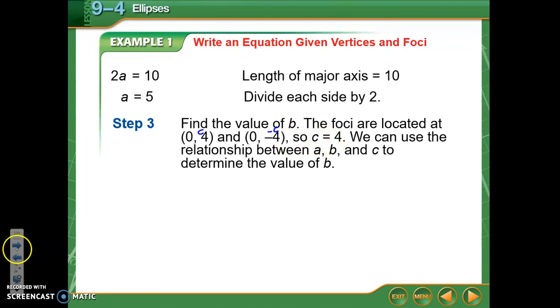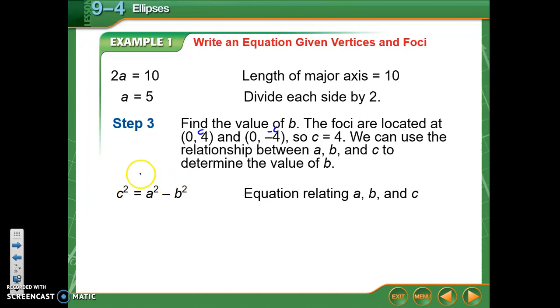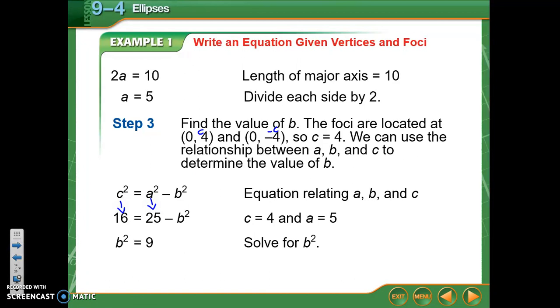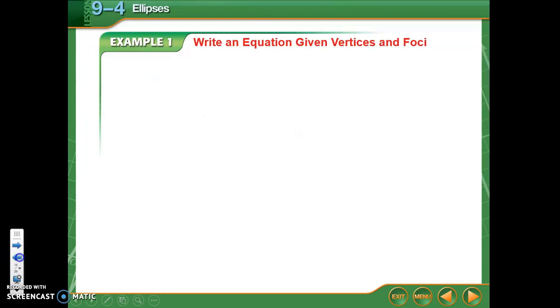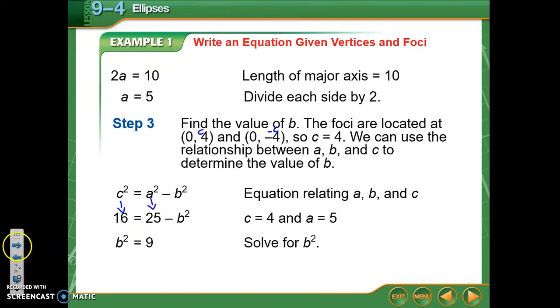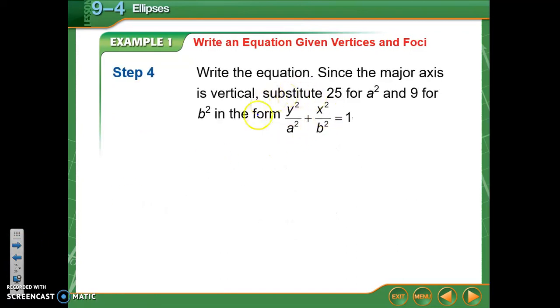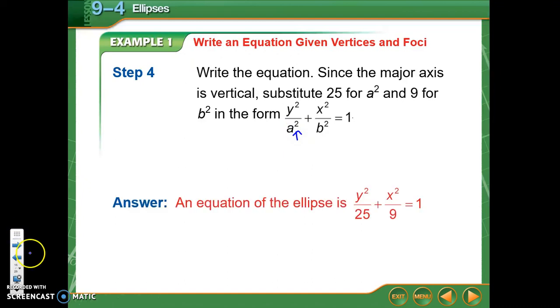So we're going to use that relationship between C squared, A squared, and B squared to solve for B. We know that C is 4, so C squared is 16. We know A is 5, so A squared is 25, and then I just need to solve for B squared, and I end up with 9. For my equation, I only need to know that B squared is 9, because of what goes in my denominator, remember this is the standard form. My major axis needs to go underneath y because it's a vertically aligned ellipse. So this would be the equation of my ellipse: y squared over 25 plus x squared over 9 equals 1.